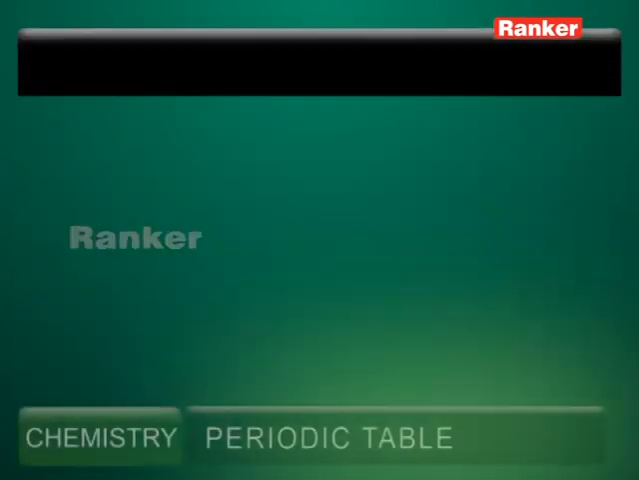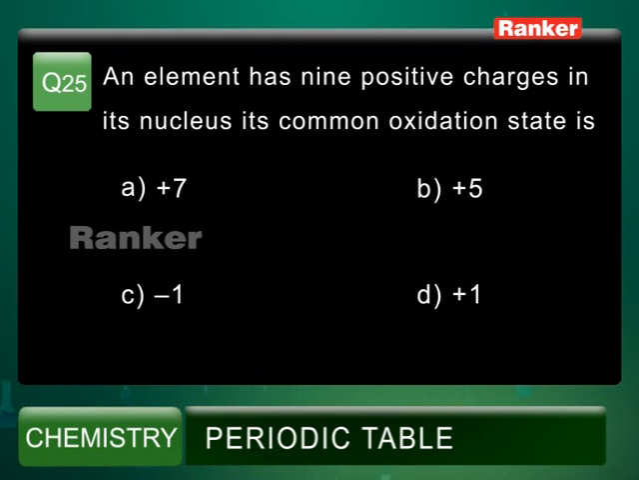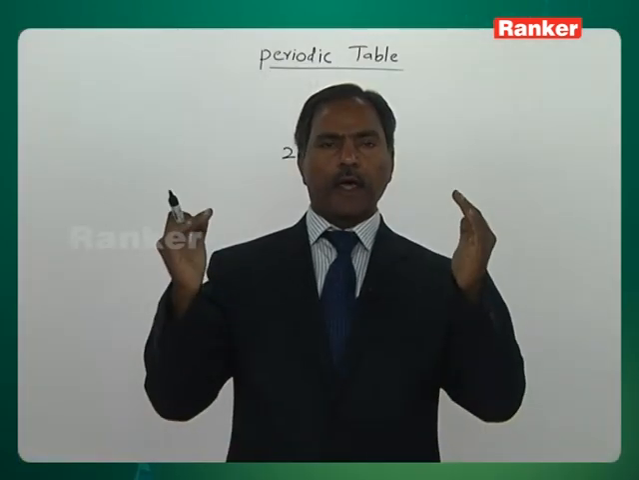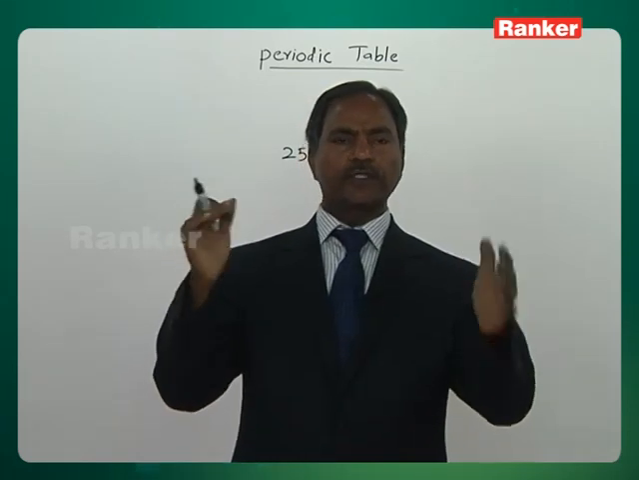Question number 25. An element has 9 positive charges in its nucleus, its common oxidation state is? 9 positive charges means the number of protons is 9.